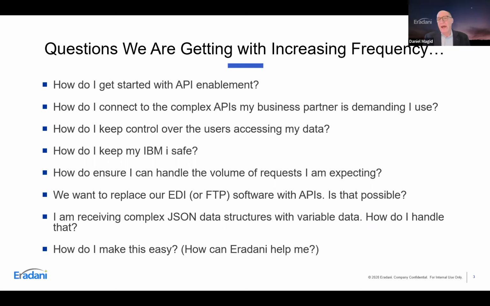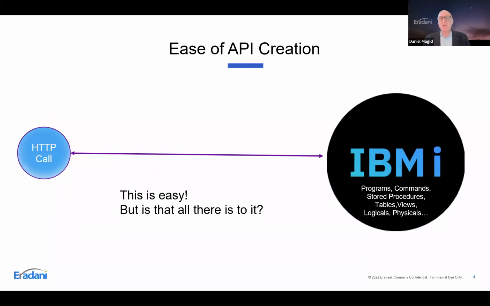And then, again, how do I make this easy? Is there a way to make this easier? Something you can do to help me make this easy? When we talk to people about this sort of easy thing, a lot of times when people think about API creation, they think, gee, I can go into IBM RDI, right-click on a file and say, generate an API endpoint. And you get an HTTP endpoint for a table, or you get an HTTP endpoint for a program.